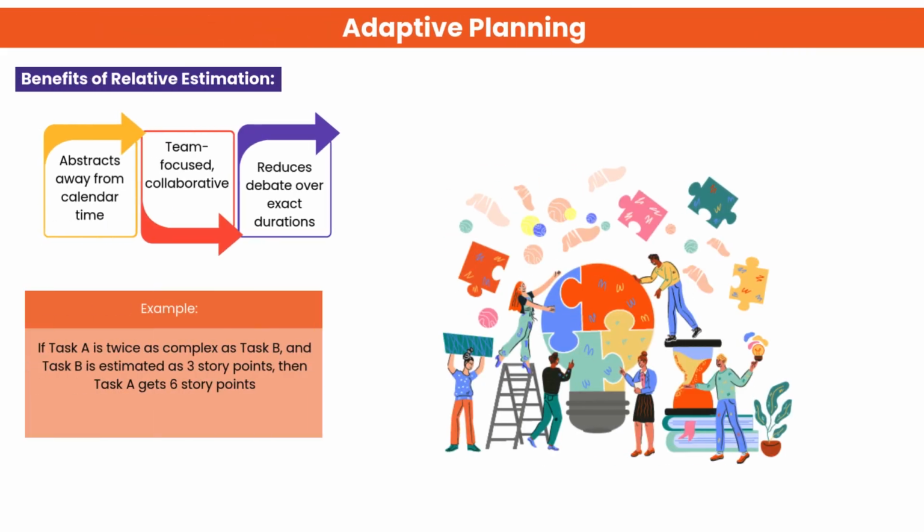Relative estimation focuses on comparing tasks instead of assigning exact time. It removes pressure of calendar-based deadlines and encourages team collaboration. It also reduces arguments about exact time estimates. Example, if task A is twice as complex as task B at 3 points, task A becomes 6 story points.